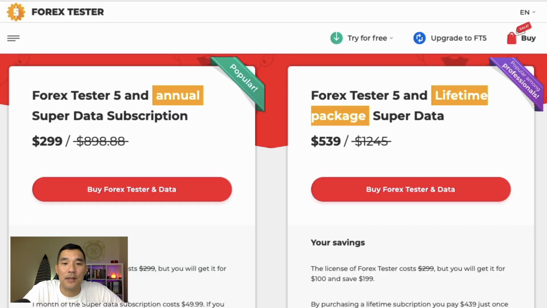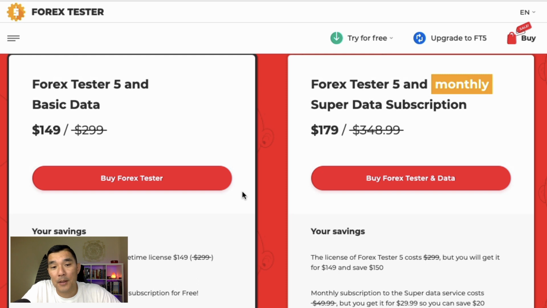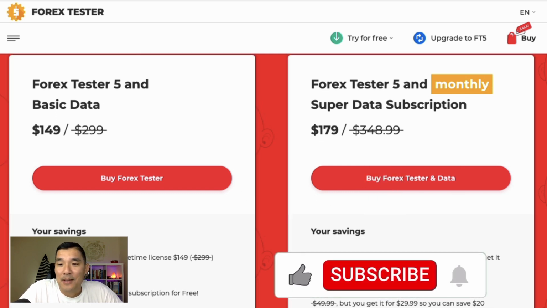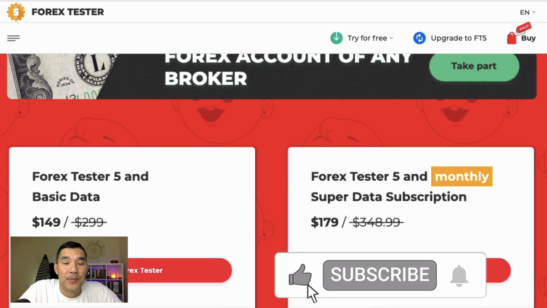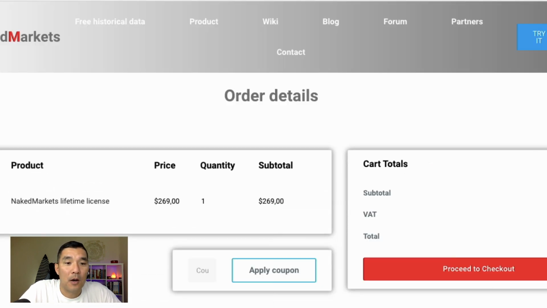Now, if you did Forex Tester 5, sure, you could buy it for $149 and then do 1 month of data for $30, download the data, do your backtesting, and then maybe 6 months later, pay another $30 and download the data at that time. Also, that's one way to do it, but you wouldn't have the most updated data. And it really helps in backtesting to have as much data as possible. So overall cost of ownership on Naked Markets is going to be $269.